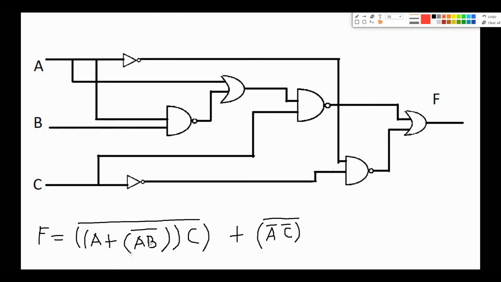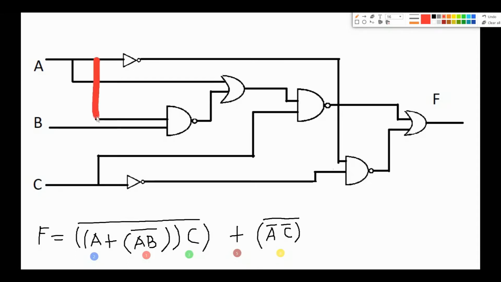Now we'll just label our expression. I'll label this as my first equation, this one as my second, and this is my third, and this one as my fourth expression, and our output F as our fifth equation. First, we will draw our first expression.